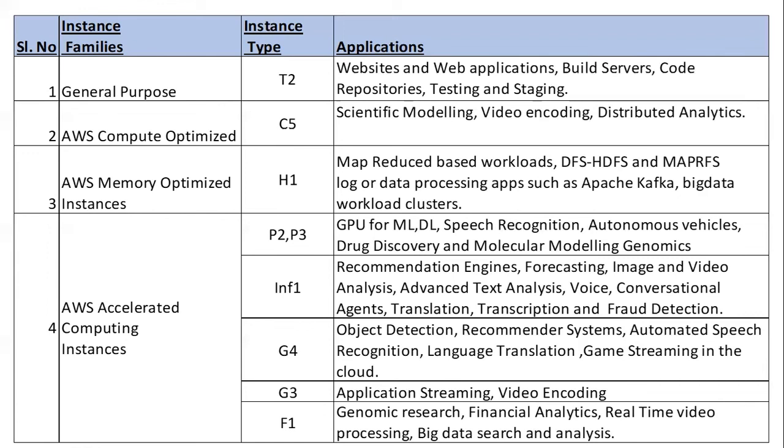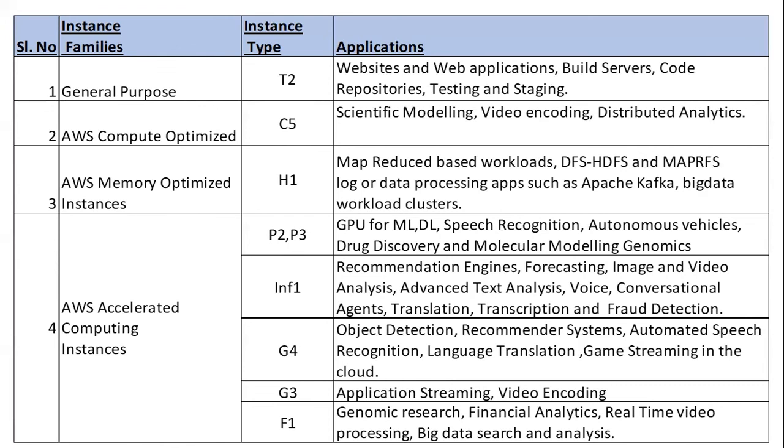Similarly, for forecasting, image and video analysis, advanced text analysis, voice, conversational agents, translation, transcription, and fraud detection, for any of these problems, please use Inf1. Moving on, G4 instance type is optimized for object detection, recommender systems, automated speech recognition, language translation, game streaming in the cloud.